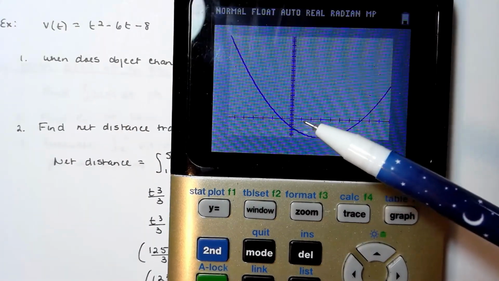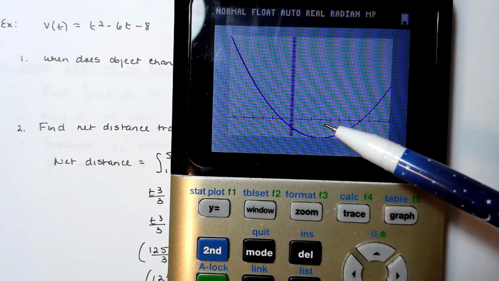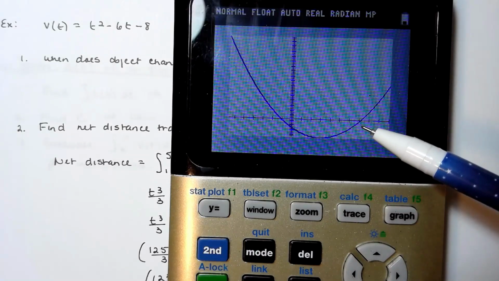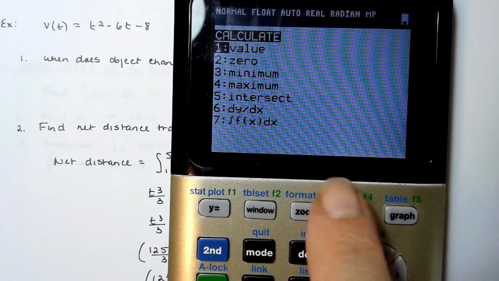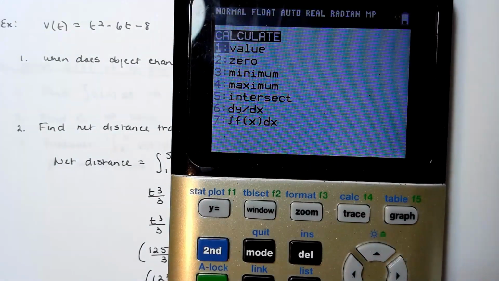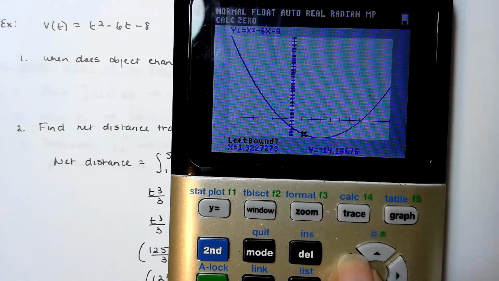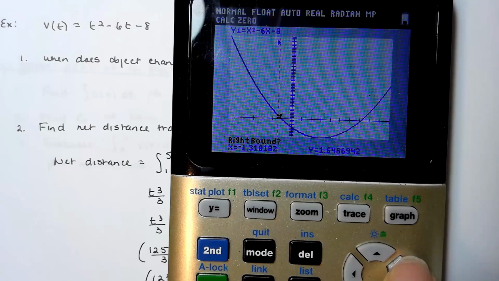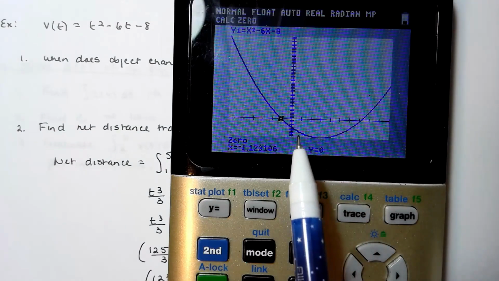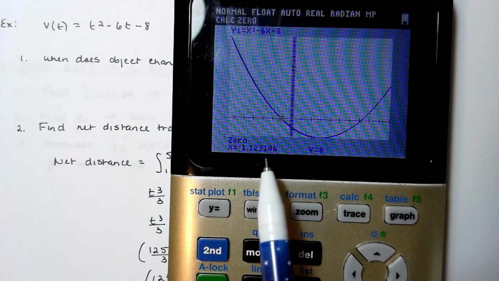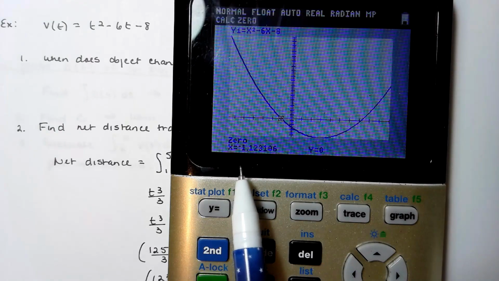But you know, in AP, you can't just say, well, at -1 and what is this, 2, 6, 7 or 8, right? No, they're going to want it precise, and they're going to want it to 3 places past the decimal. So what you're going to have to do is second calc 0, 2, right? And if I want this point of intersection, or intercept over here, I've got to go a little to the left and press enter, and a little to the right and press enter one more time. And I can see that this object changes direction at x equals negative 1.123.